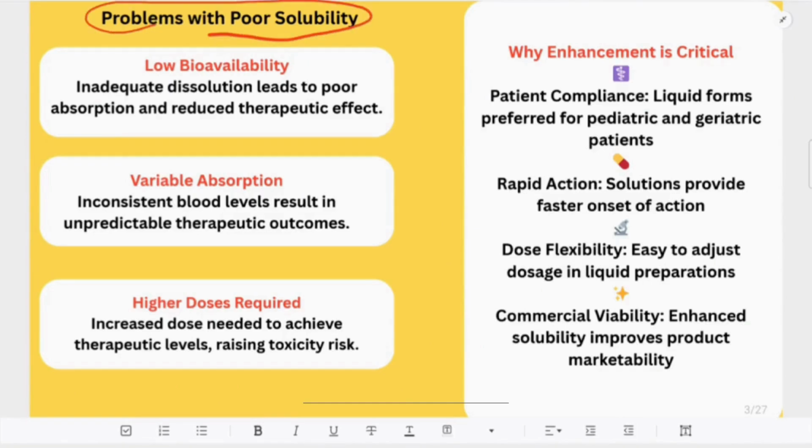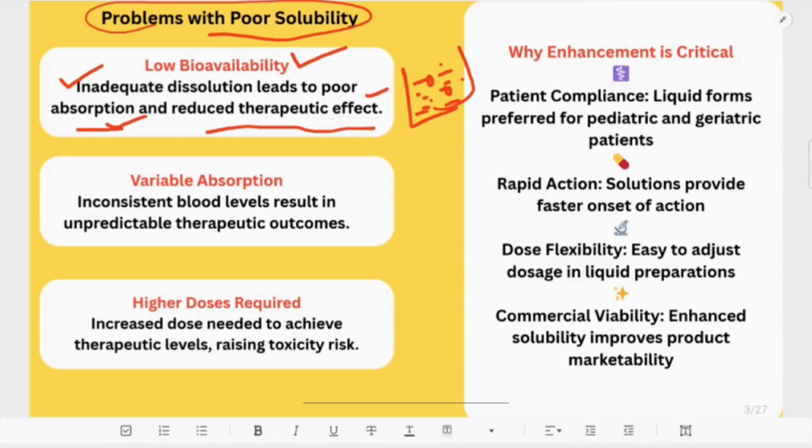The first thing is it may lead to low bioavailability. Means if there is improper or inadequate dissolution, that will lead to poor absorption and reduced therapeutic effect. If the solute is not properly dissolving in the solution, then it will affect the absorption of the drug. If there is no proper absorption, definitely we cannot expect a good therapeutic effect from that drug.